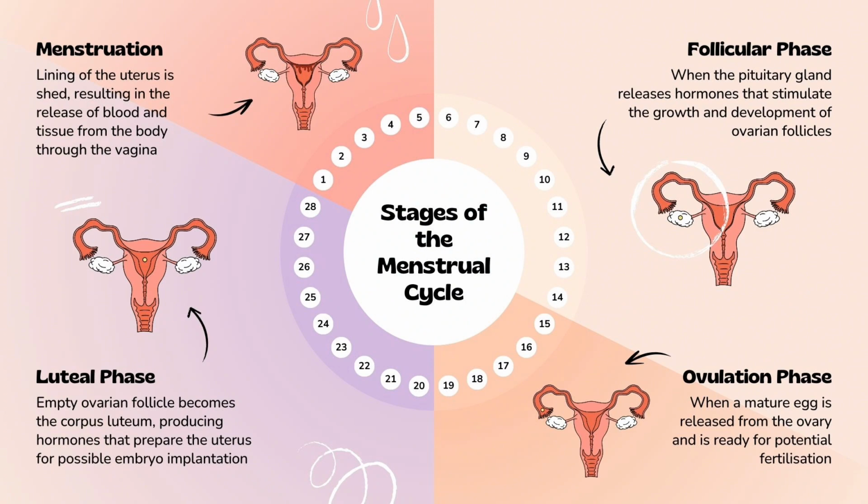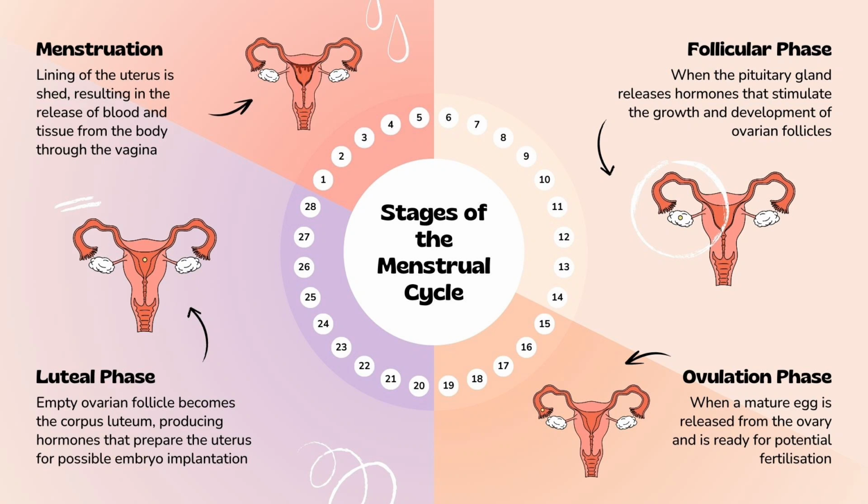The cycle begins with menstruation. During this phase, the lining of the uterus is shed, resulting in the release of blood and tissue from the body through the vagina. This process typically lasts for 3 to 7 days. Next is the follicular phase. Here, the pituitary gland releases hormones that stimulate the growth and development of ovarian follicles. Each follicle contains an immature egg, and this phase prepares the body for ovulation.